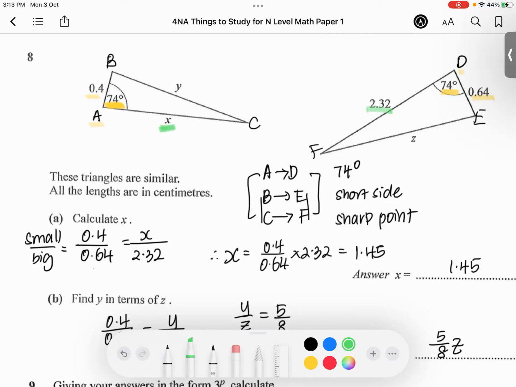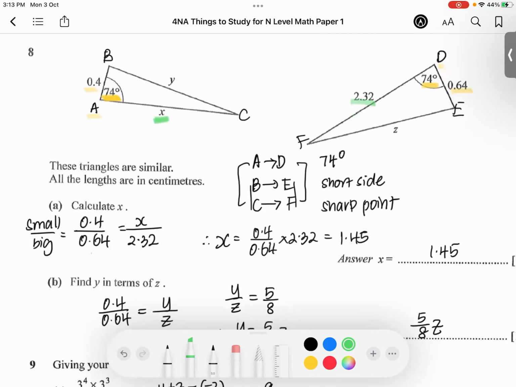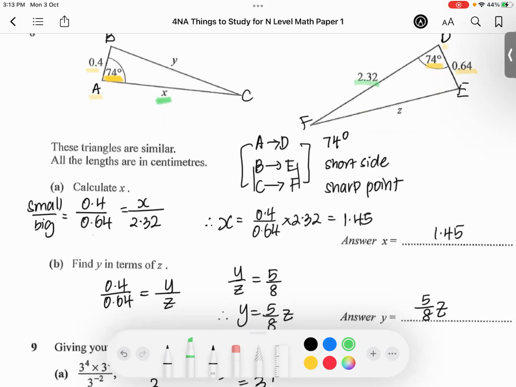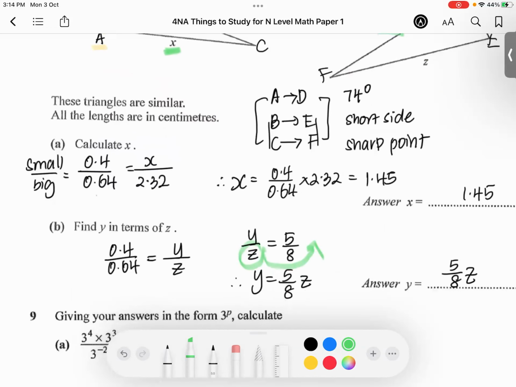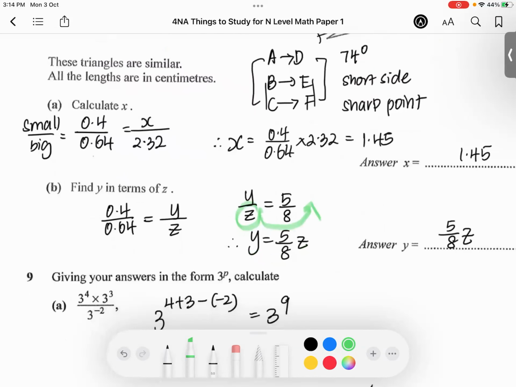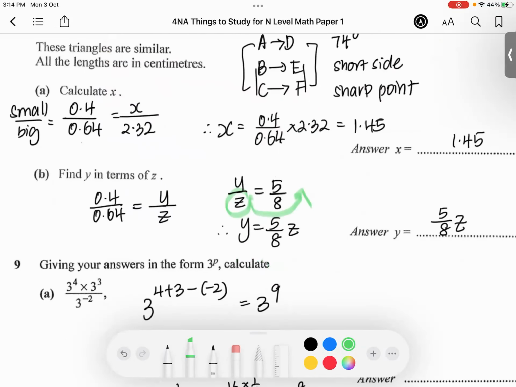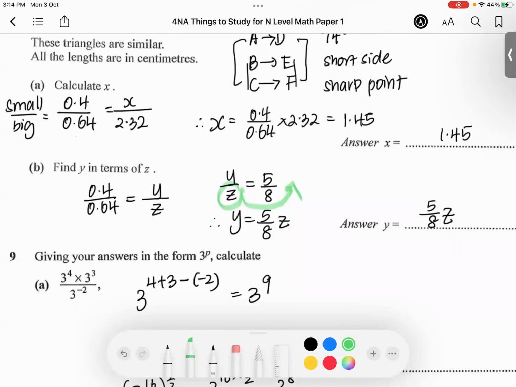Next one, Y is in terms of Z. So in this case, I use the scale factor that I found. I just need to write Y over Z and I bring this one over here. So that will be 5 over 8 times Z. Okay, so it's not a very difficult question, doable, just that students sometimes will mix up the ratio and which one comes first, right? So remember, similar figures match the corresponding size.